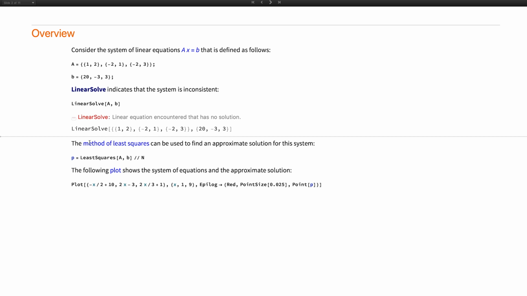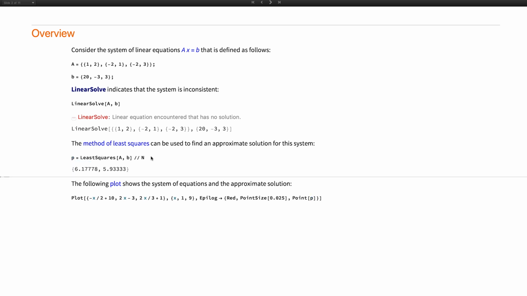Now, in such cases, we can use the method of least squares to find an approximate solution for a system. And we have a function called least squares that will do that for you. So here is the answer. The answer is 6.17 and 5.9 for the two variables in the system. The question is, what happened over here?